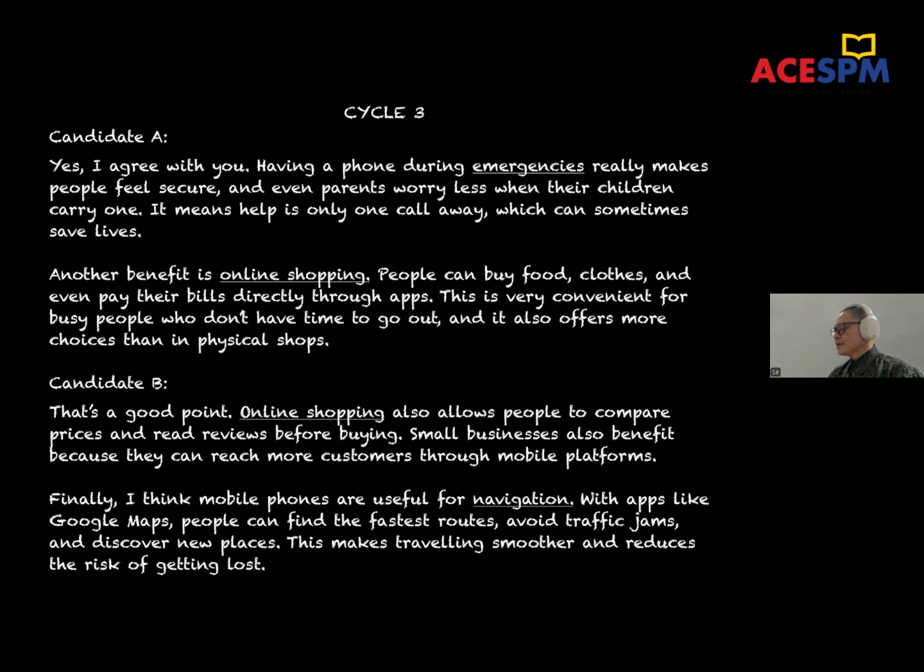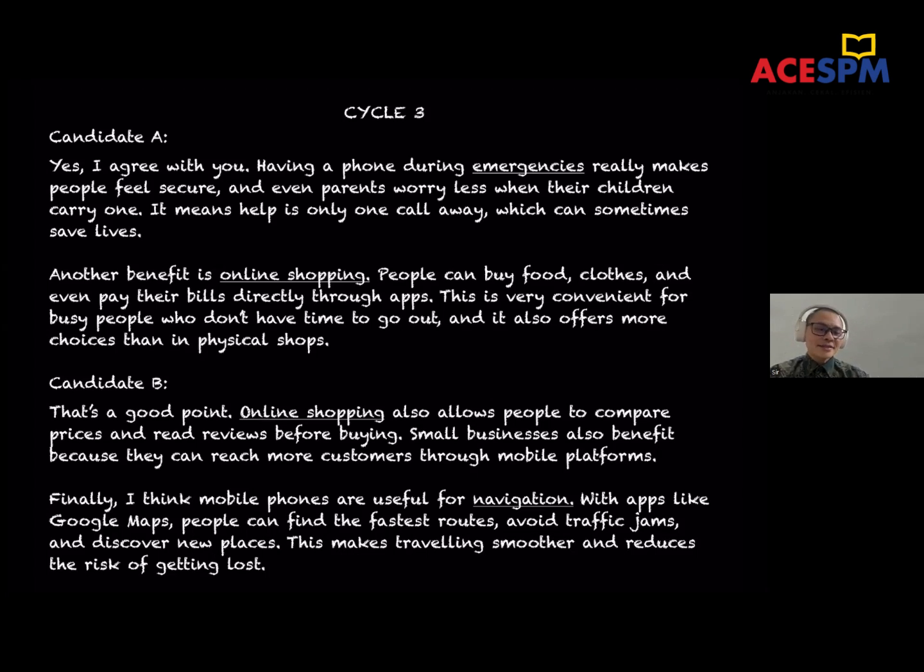Yes, I agree with you. Having a phone during emergencies really makes people feel secure. Even parents worry less when their children carry one. It means help is only one call away, which can sometimes save lives. Another benefit is online shopping. People can buy food, clothes, and even pay their bills directly through apps. This is very convenient for busy people who don't have time to go out, and it also offers more choices than physical shops. And finally, candidate B, to end the whole cycle.